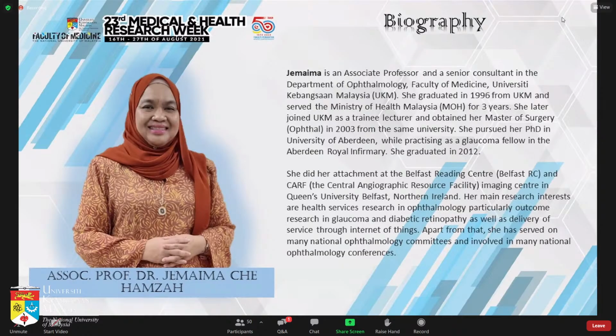Her main research interests are health services research in ophthalmology, particularly outcome research in glaucoma and diabetic retinopathy, as well as delivery of service through Internet of Things. Apart from that, she has served on many national ophthalmology committees and been involved in many national ophthalmology conferences.